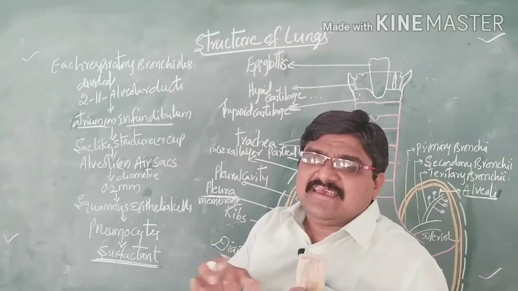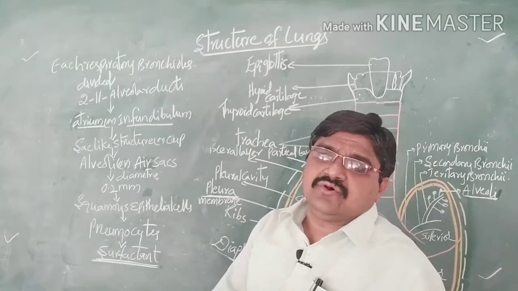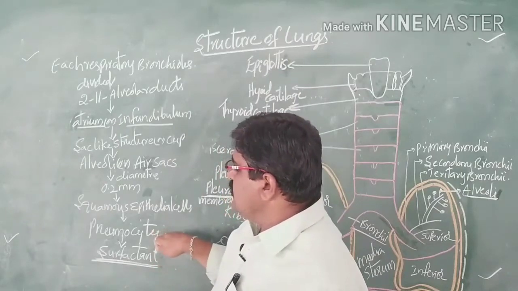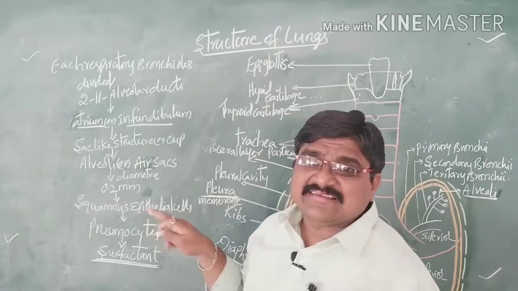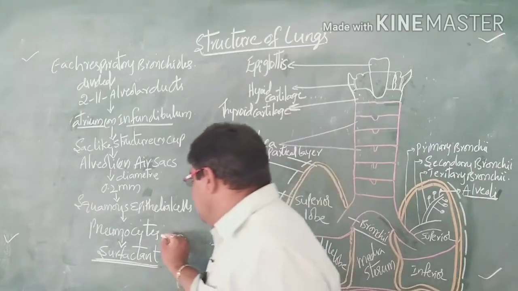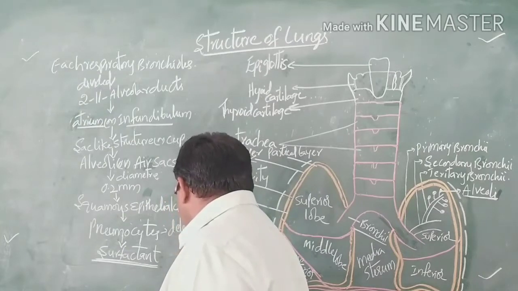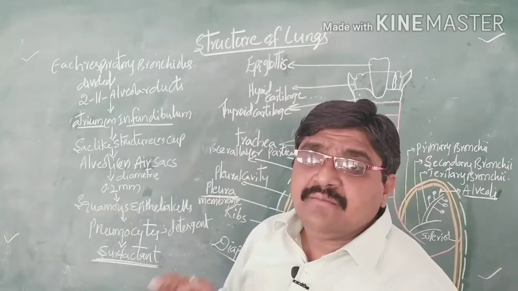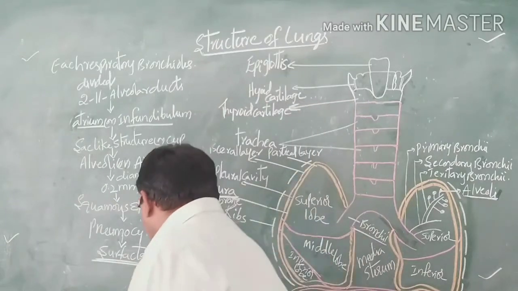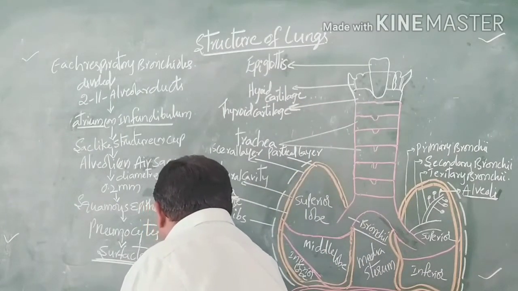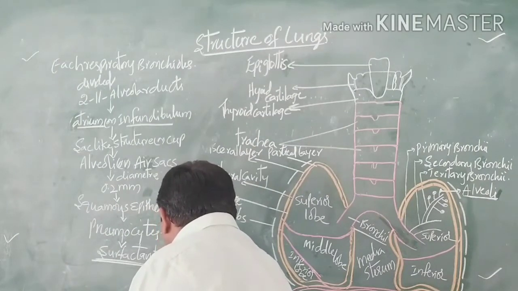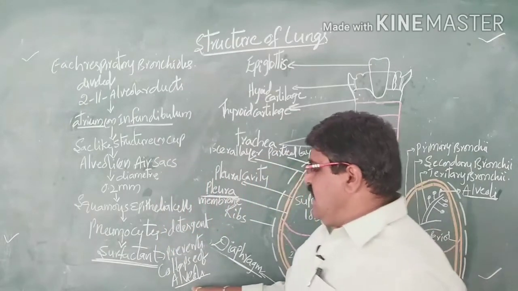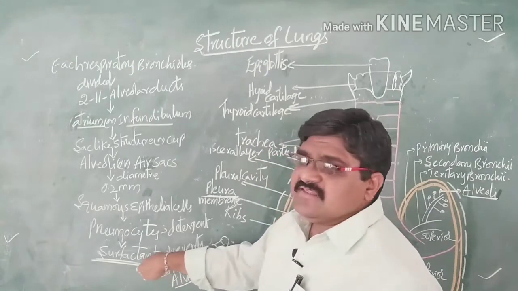There are many air sacs present, so they may collapse, and due to this collapse the lungs may be damaged. So the pneumatocytes produce a detergent-like substance, called surfactant, which is helpful in preventing the collapse of the alveoli. That is the main function of the surfactant.